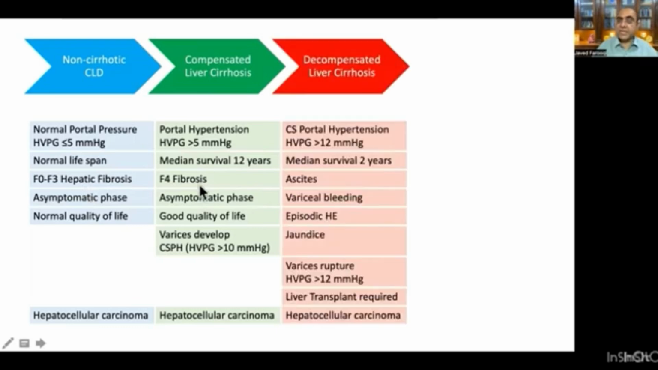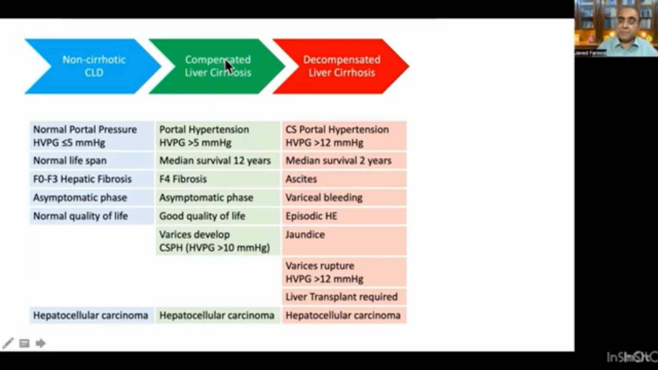The third stage of cirrhosis is decompensated liver cirrhosis. This stage is characterized by clinically significant portal hypertension, more than 12 millimeter. And the median survival, which was 12 years in compensated liver cirrhosis, now decreases to 2 years. And why do we call this decompensated cirrhosis?